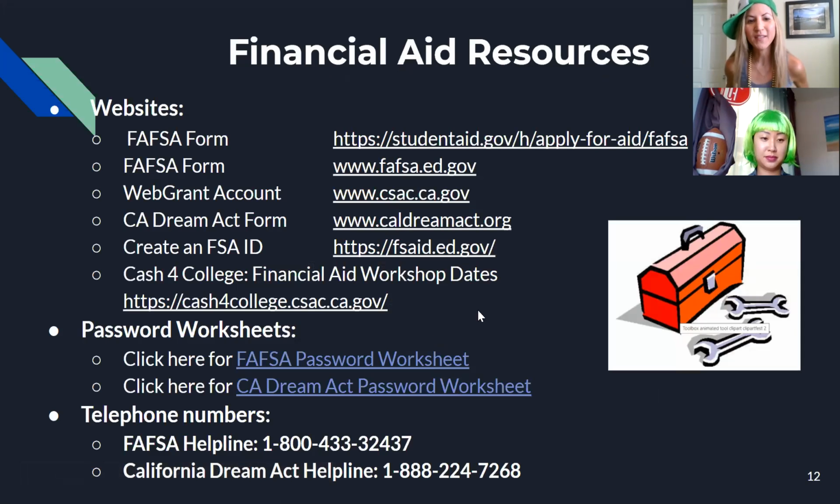Here's some additional resources for you guys. Just a reminder to go to these websites. Don't go to any other websites. And also your schools are probably holding Cash for College workshops or financial aid workshops. So reach out to your school counselors. We're here to help you. And just a quick reminder to use the password sheets. And there's a FAFSA and California DREAM Act helpline. You can call them. They also have their chat box where you can reach out to them on their websites.